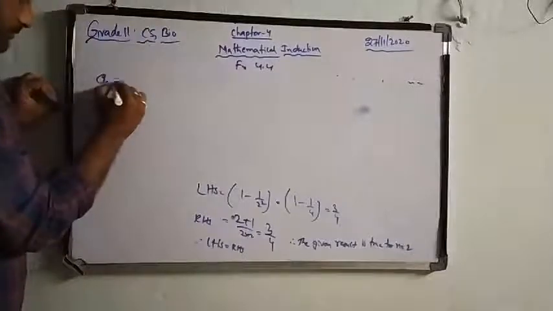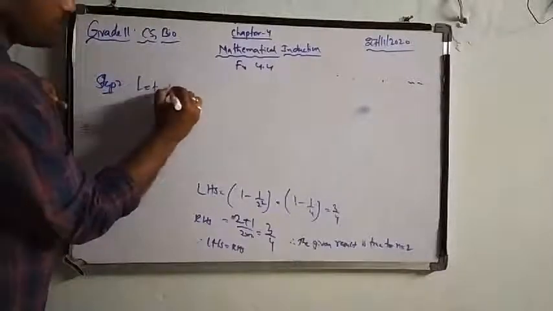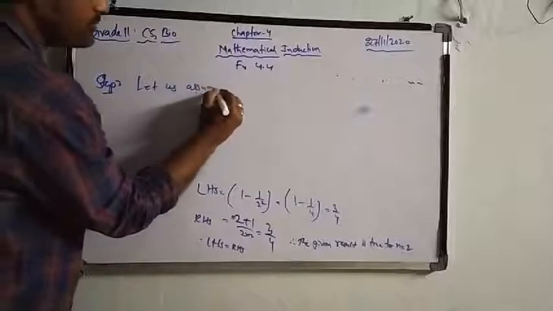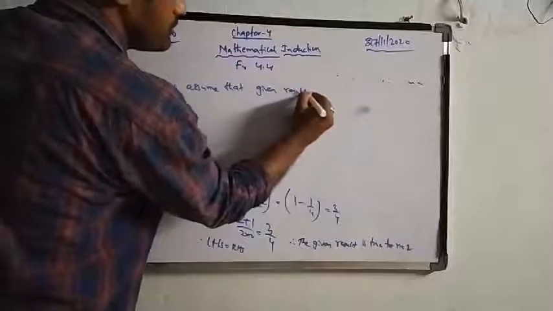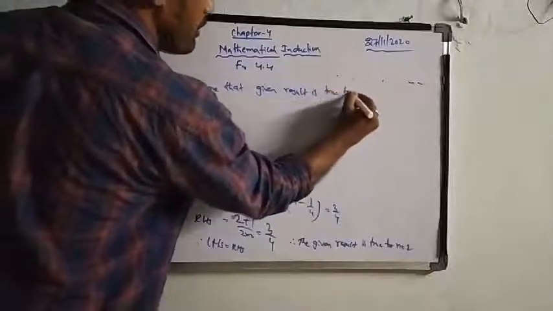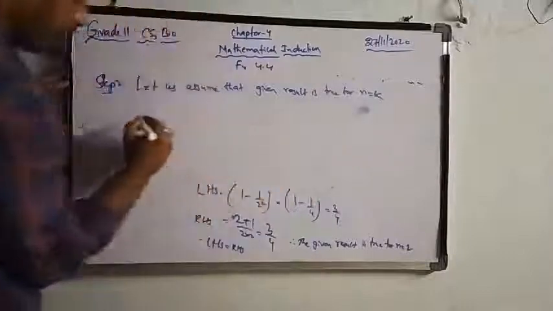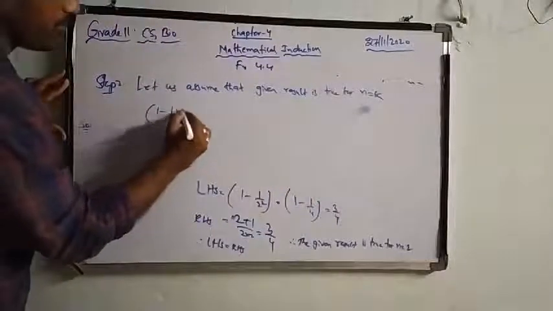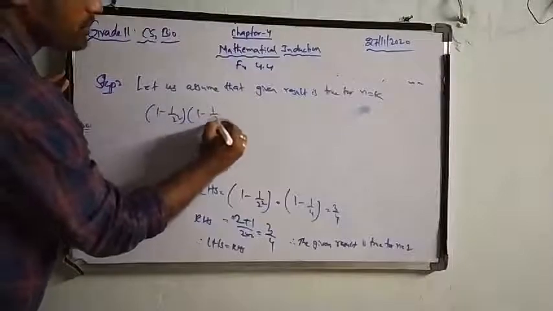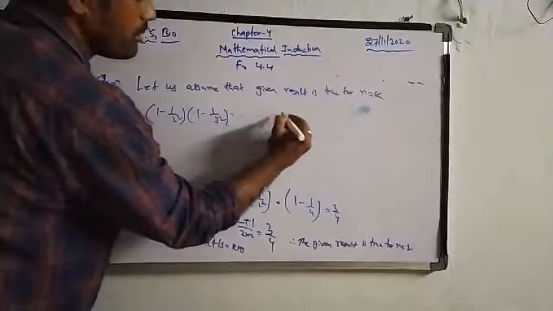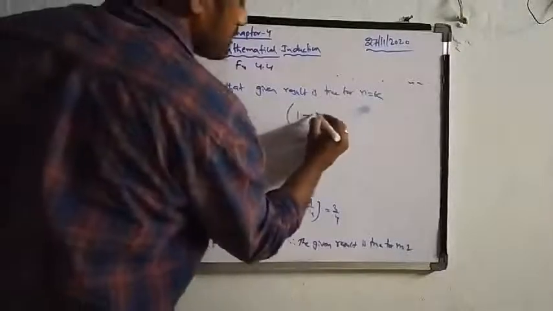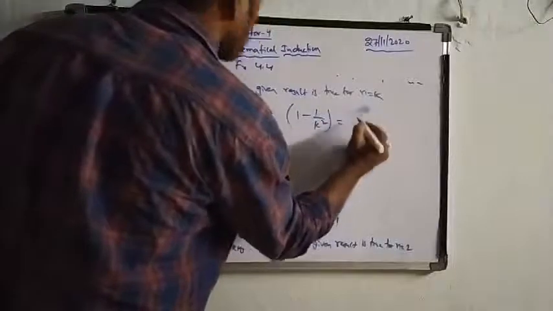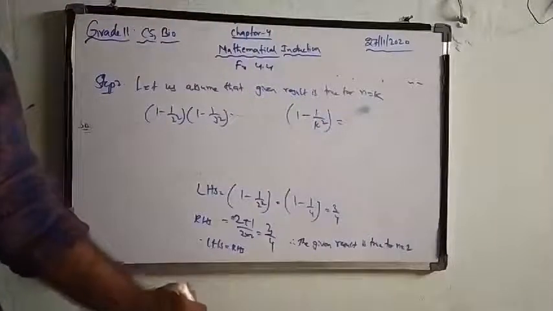So step 2, let us assume that the given result is true for n equals k. That is, 1 minus 1 by 2 square, 1 minus 1 by 3 square, and so on, 1 minus 1 by k square is equal to k plus 1 by 2k.